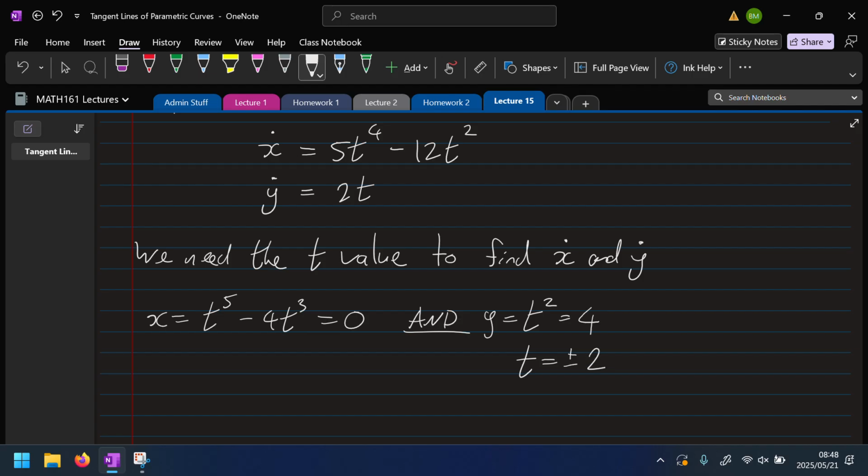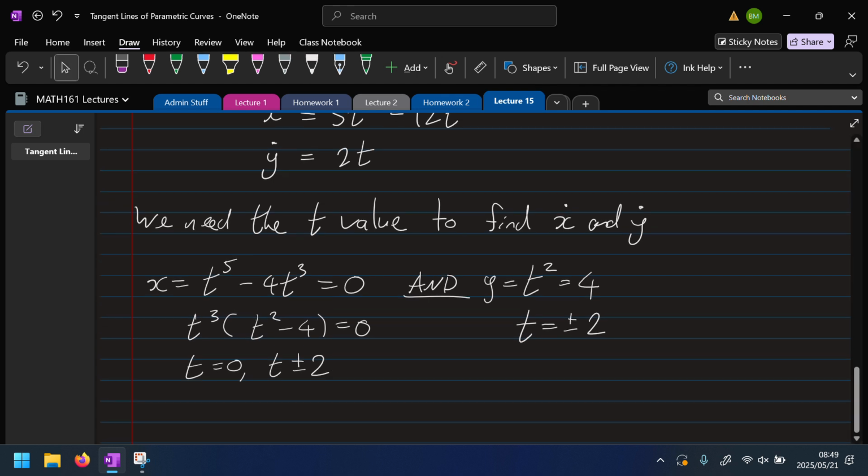That was quite easy. For the first one, we can take out a t cubed, so we have t cubed times (t squared minus 4) is 0. So we get t equals 0 or t equals plus or minus 2. Now notice between the two equations we have an "and", so the first one must be true and the second one. In the first case we get t equals 0, but in the second one we don't get t equals 0. So that is a non-solution, N/A.